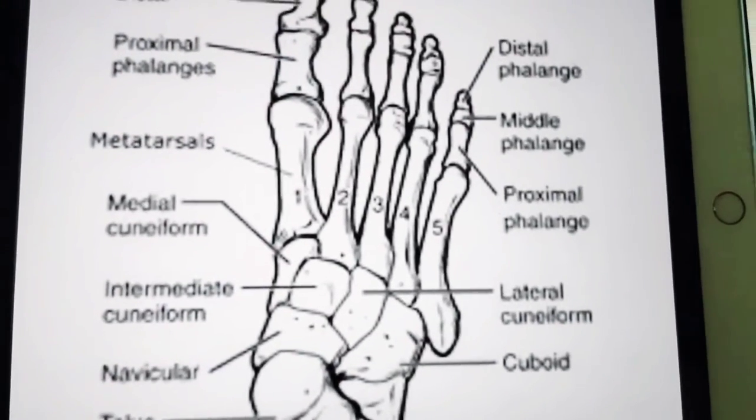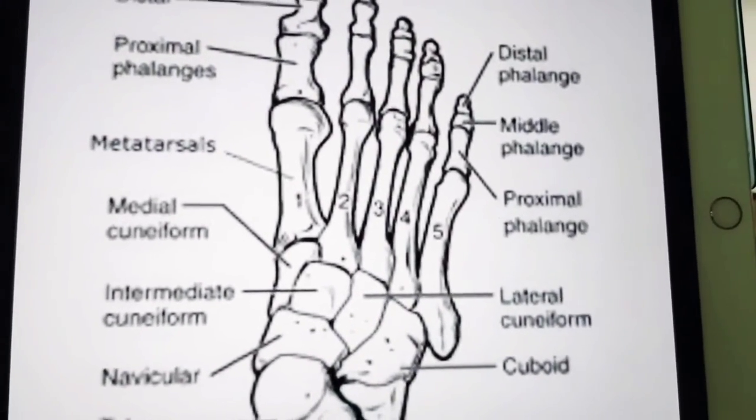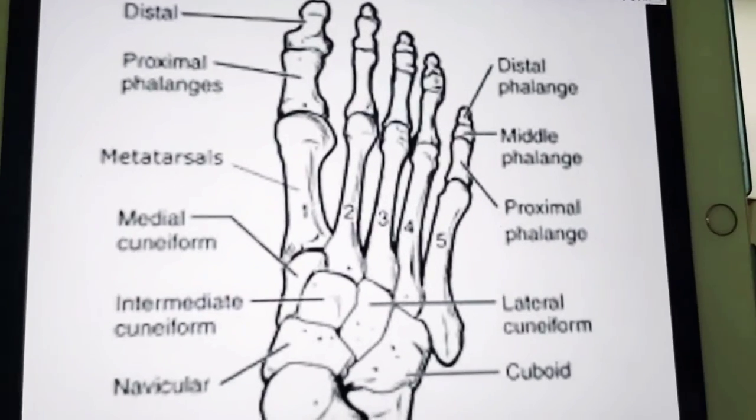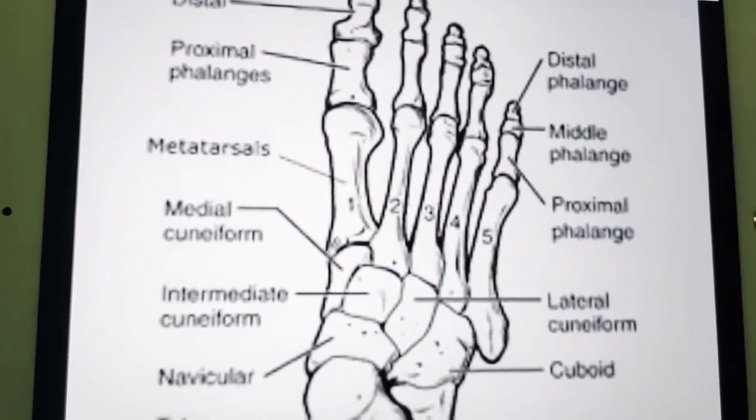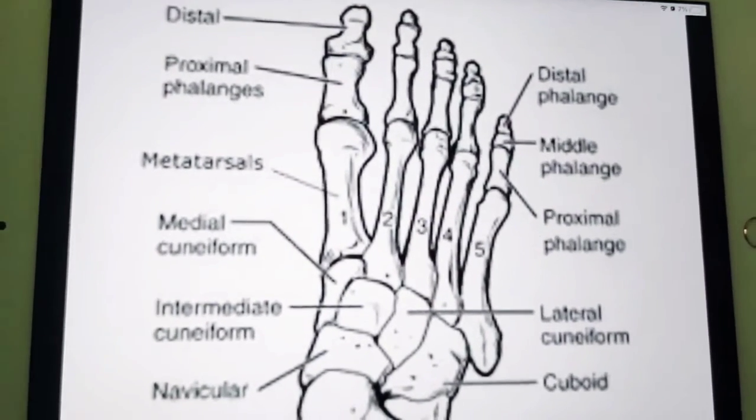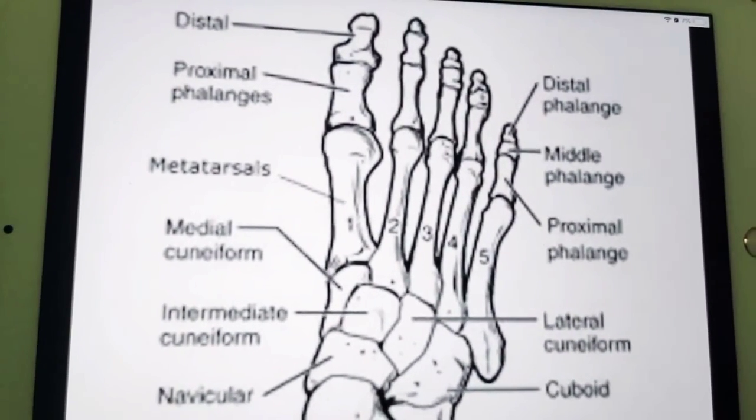So this is the last session of bones of lower limb. In this video we are going to discuss mainly the phalanges and also the sesamoid bones of lower limb. So we'll start with phalanges. Of course, same like our upper limb, we have 14 phalanges here, right?